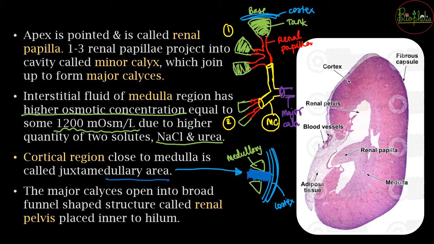So these major calyces that we have seen, like the municipality's pipeline, where will they finally open? It is going to open up into a big funnel shaped structure, which is going to be called the renal pelvis. So finally this purple structure is going to open into a bigger area, and this bigger funnel shaped area is called the renal pelvis. So renal pelvis is like the municipality's big office.